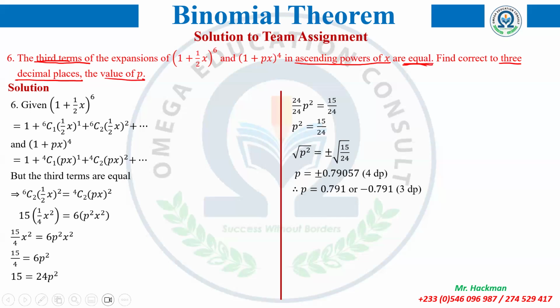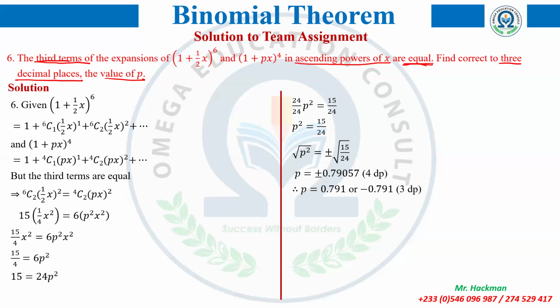Now that we've underlined the critical parts of the question, the first thing you write is solution. Questions are numbered, so we want you to number your solution too: solution to question number 6. The meaning of this question is that you expand this up to the third term, expand the other also up to the third term, then pick the third terms and compare.